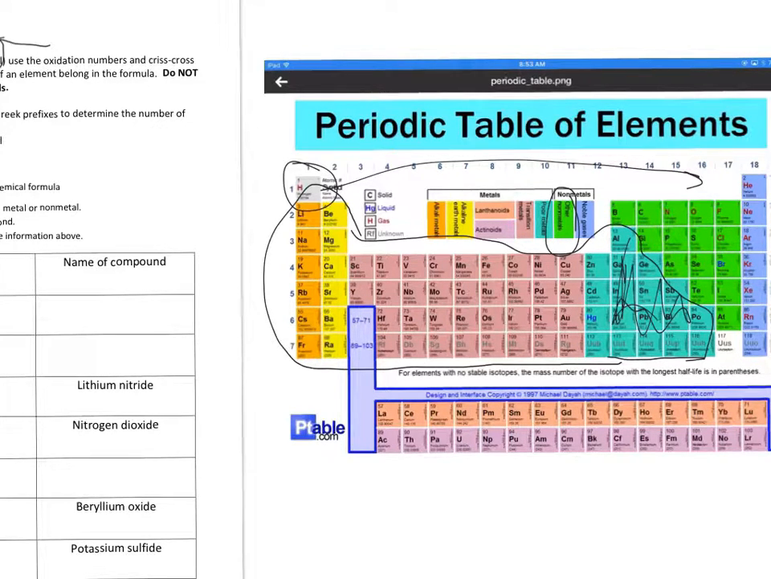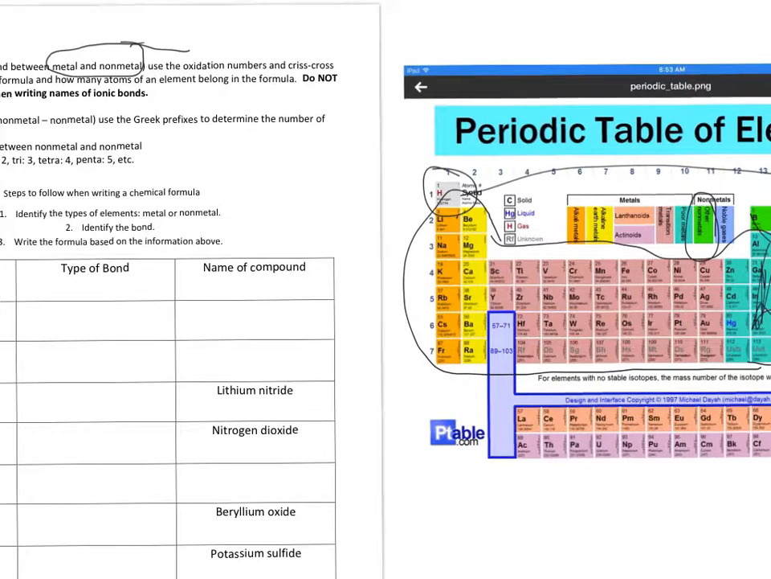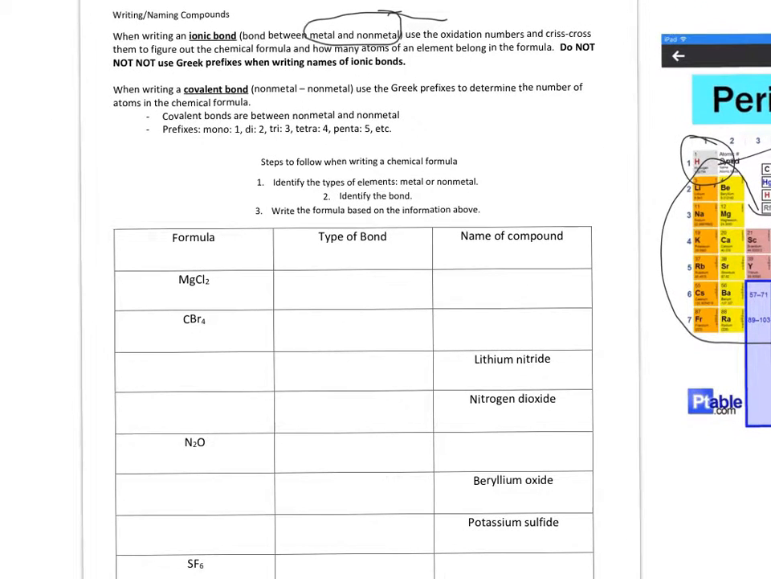Right off the bat, that should tip you. Hey, it's an ionic bond. If it is on the same side of the periodic table, over here, then it's going to be a covalent bond. The only exception to that, obviously, is hydrogen. The first thing you have to do when you figure this out, because a covalent bond is two nonmetals bonding together, and you write that differently because you're going to use the Greek prefixes as opposed to the crisscross method, which we've worked on.